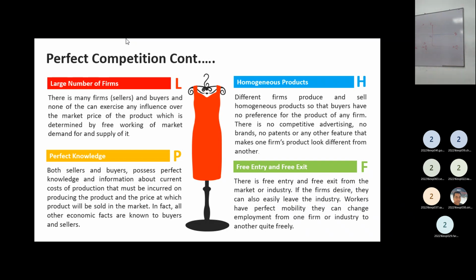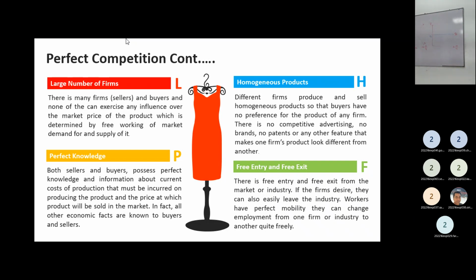Both sellers and buyers possess perfect knowledge and information about the current cost of production that must be incurred on producing the product and the price at which the product will be sold in the market. In fact, all other economic facts are known to buyers and sellers. So perfect information is also there. That is the third feature of this kind of market structure.